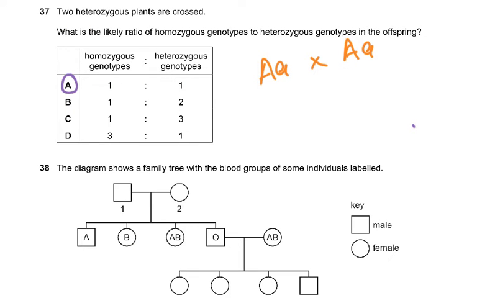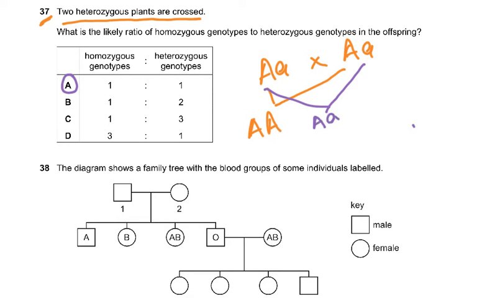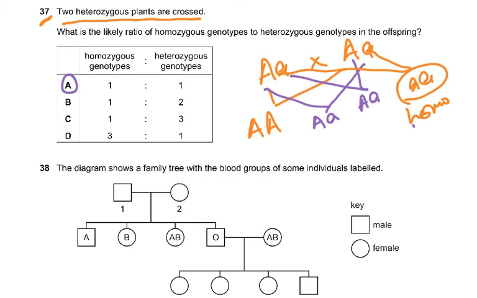Question number 37, a very challenging question, very interesting. Two heterozygous plants are crossed. What is the likely ratio of homozygous genotypes to heterozygous genotypes? I know students who would get this wrong. So AA, and then we have A small a, and then we have A small a, and then of course we have small a small a. Now what is this? Homozygous. What is this? Homozygous. What is this? Heterozygous.